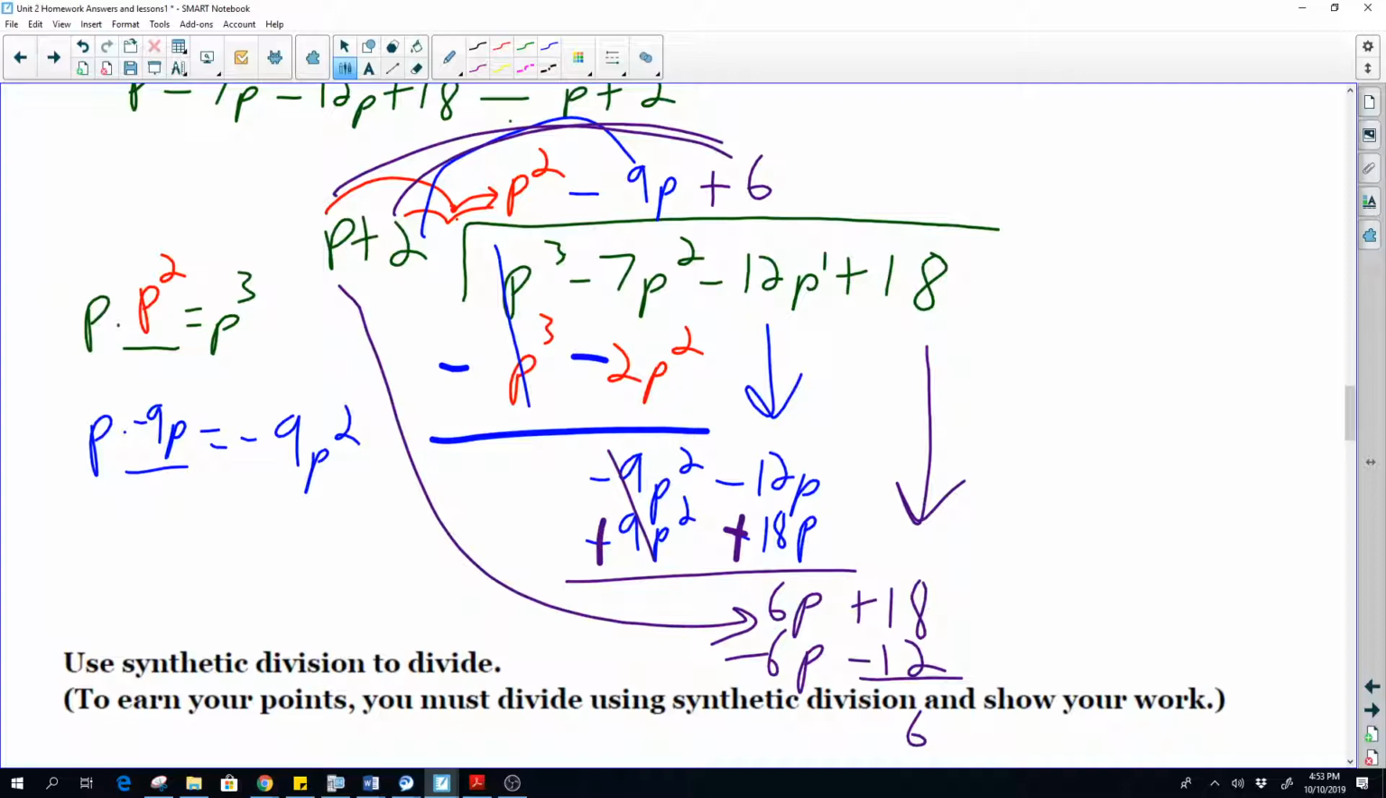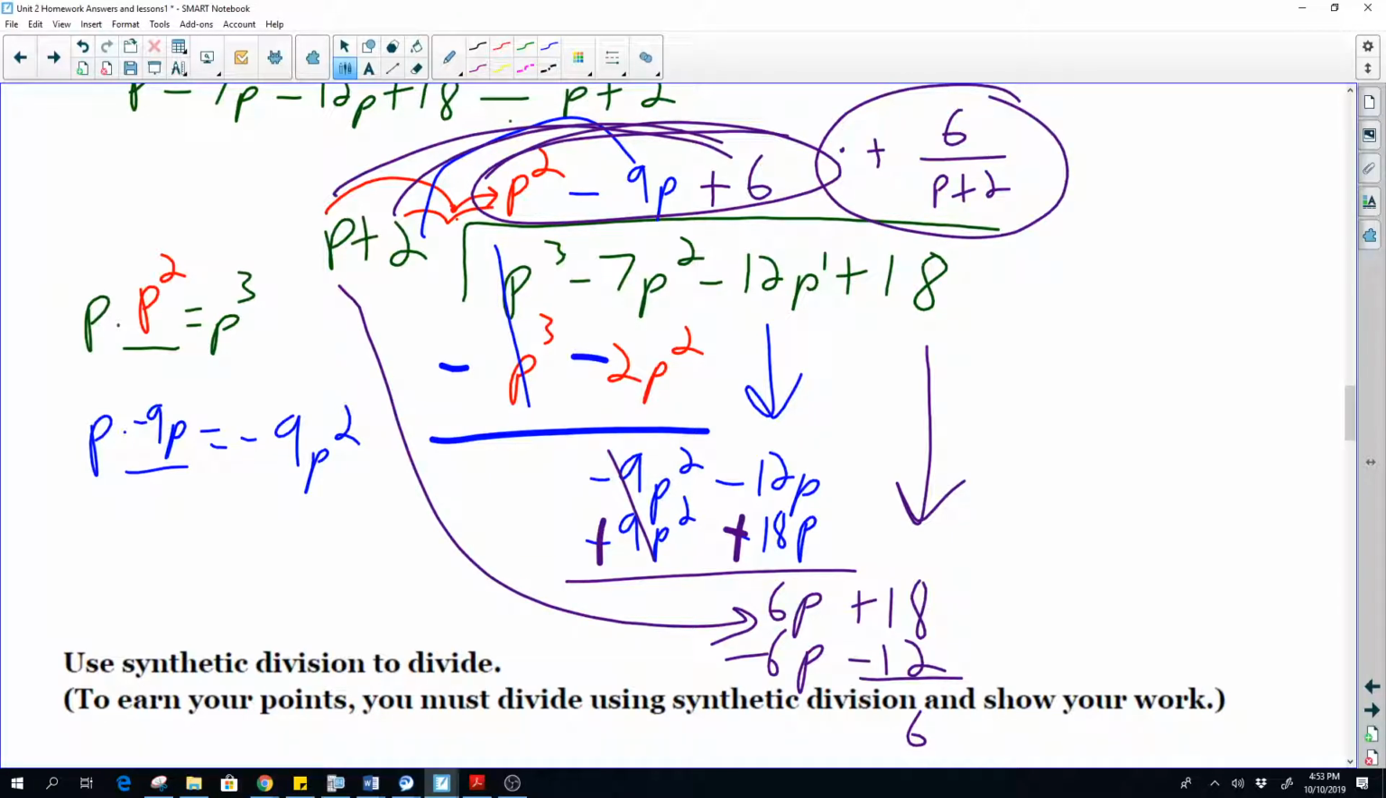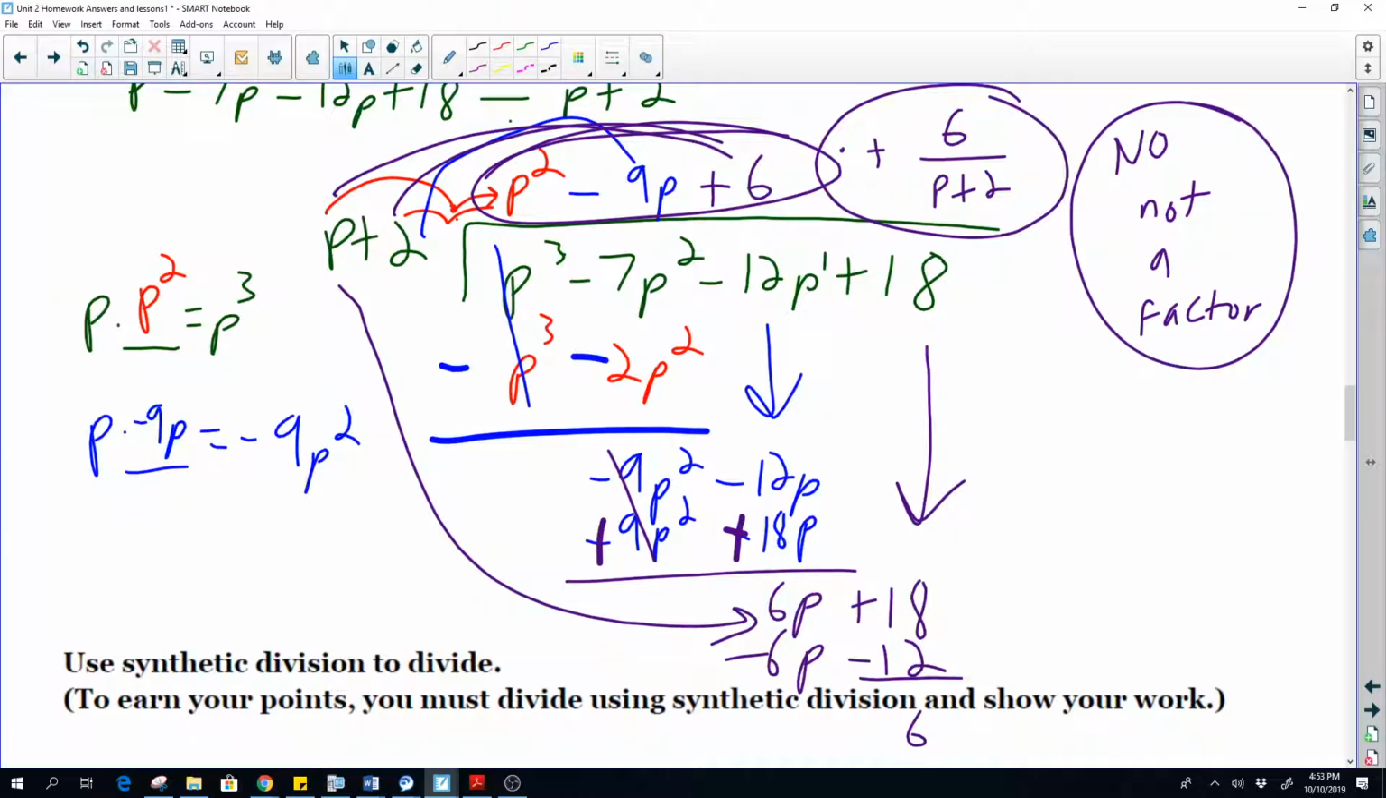So our answer is p squared minus 9p plus 6 with the remainder of 6 over the divisor, which is p plus 2. Beautiful. So don't forget that. And then don't forget to state yes or no if it's a factor or not. And since this has a remainder, we're going to say no, not a factor. I don't know if it says these on the quiz, but just in case, if it's on the actual quiz, make sure to do that just in case.